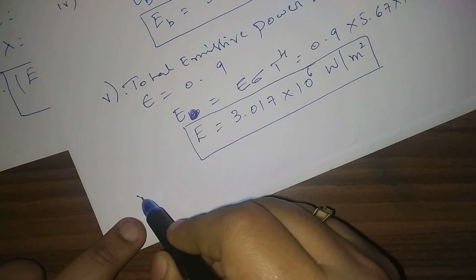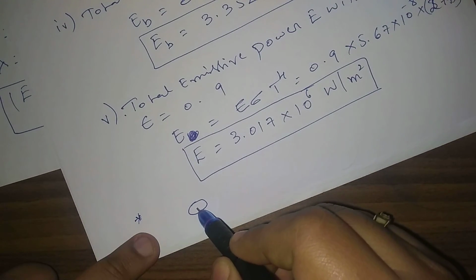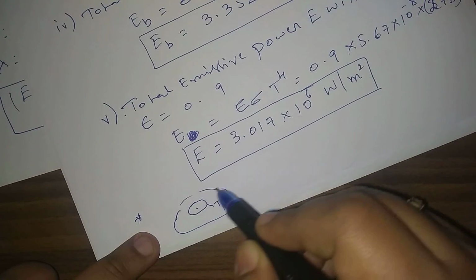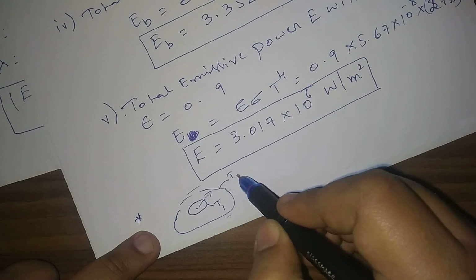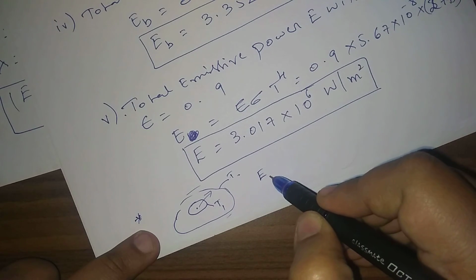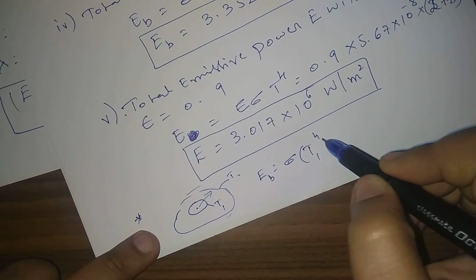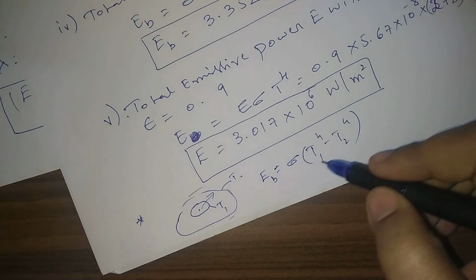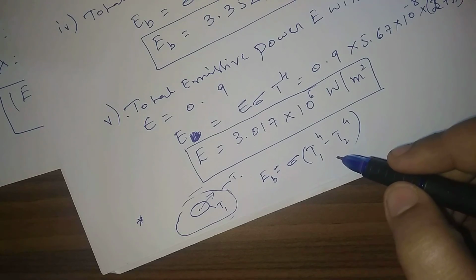Now here I want to mention something. Suppose there is a body having a certain temperature T1, and this is surrounded by some other body, that means our atmosphere is at some temperature T2. So how do you find out the total emissive power? It is just sigma into T1 to the power of 4 minus T2 to the power of 4. So please understand that it's a difference in temperature. This is for a black body, where epsilon equal to 1.